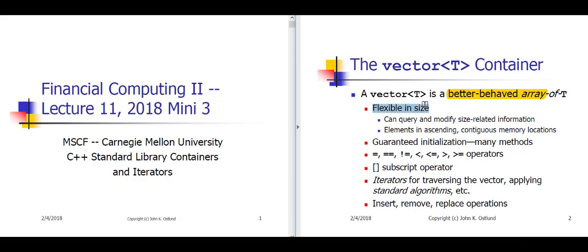Unlike an array, the vector can grow and shrink on the fly, and it provides member functions that we can call for finding out how large the vector currently is, how large the vector could possibly be, and so on. It does store, just like an array, its elements in ascending contiguous memory locations, so the same kinds of algorithms that we used, either subscripting through an array or using a pointer to step through the elements of an array, we can also use with vectors.